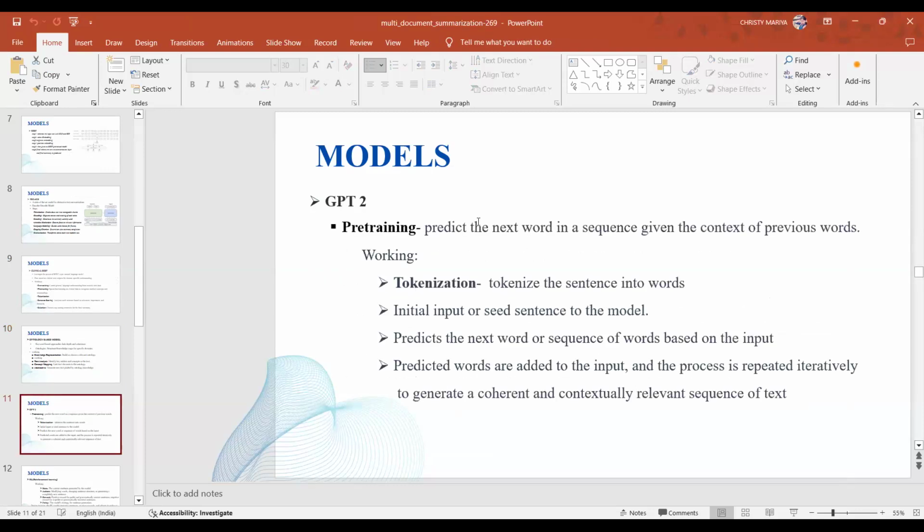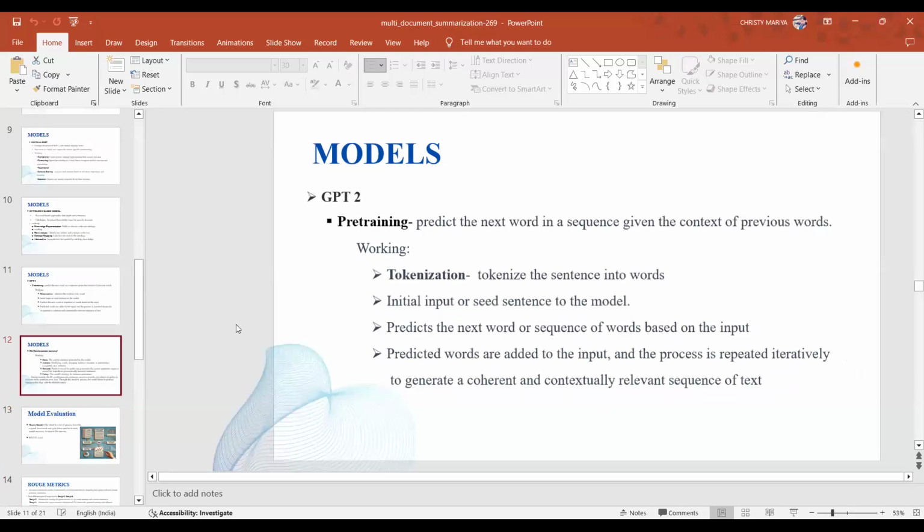Then there is the GPT model, which is a pre-trained model. It helps in predicting the next sentence from the previous sentence. It undergoes tokenization of the sentence into words. Then the initial input will be given to the model, that means the initial document. It predicts the next word or sequence for the input, predicts the word and adds it to the input. And finally, the summarization will be produced.